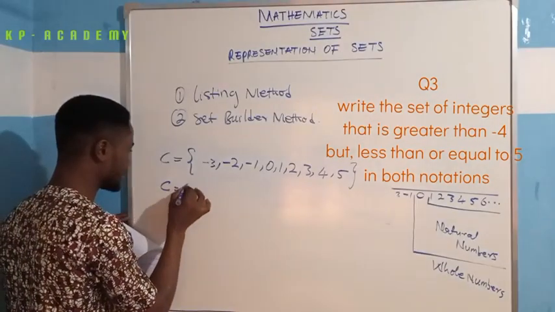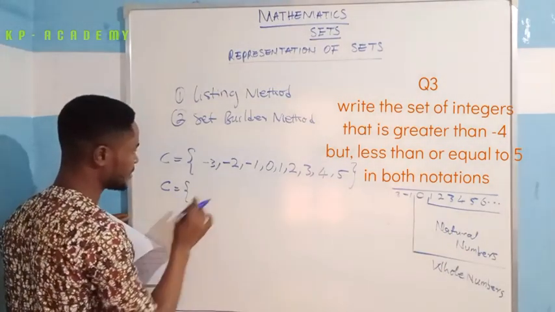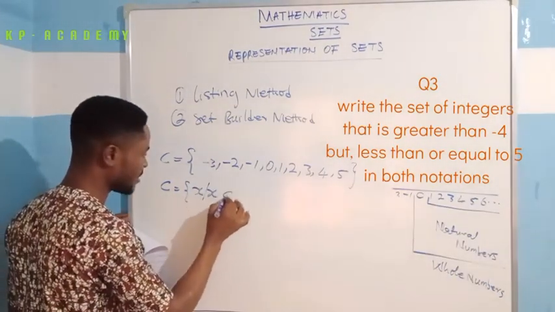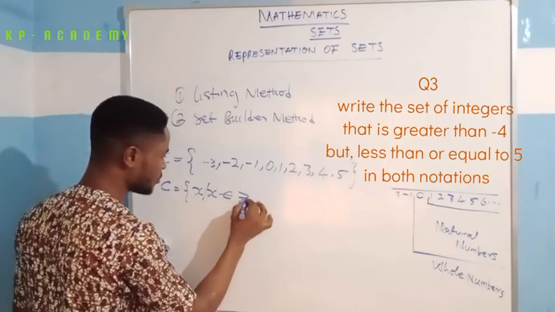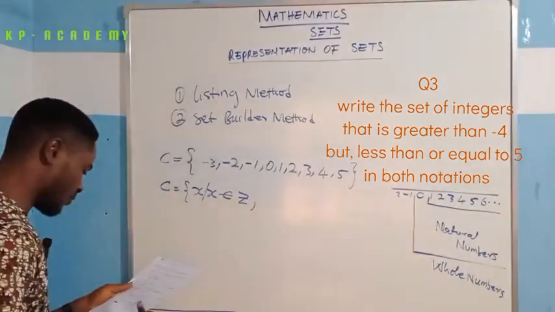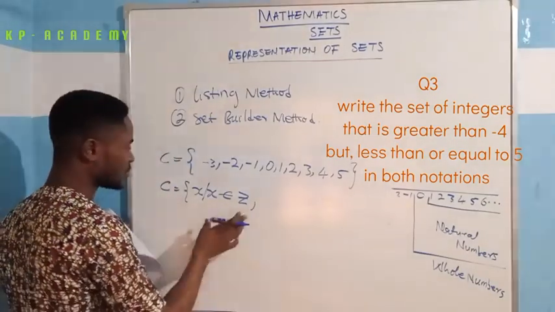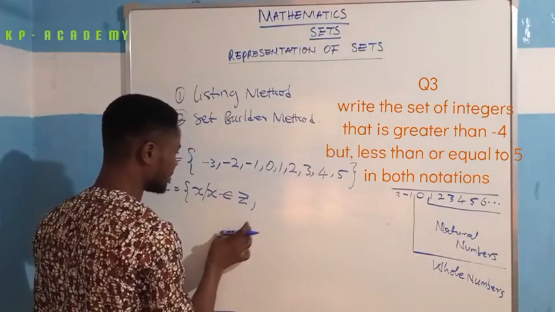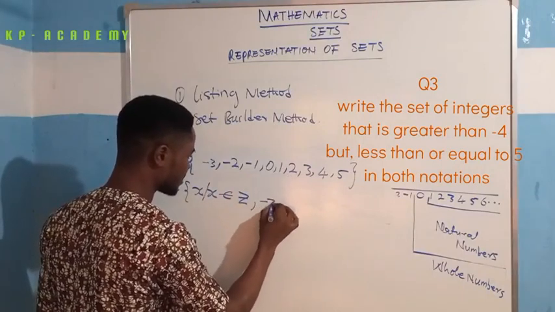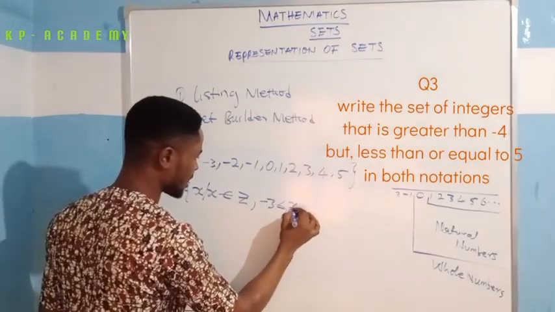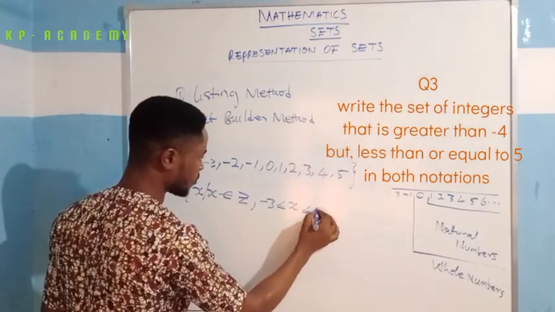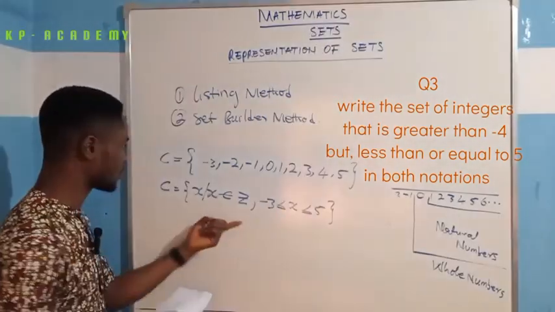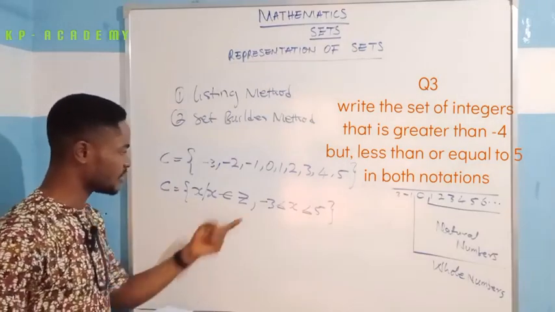Now, in set builder notation, set C is the set of x such that x is an element of Z. Z is used to represent integers. Now the next condition is going to tell us the range: -3 is less than or equal to x, and x is less than or equal to 5. Very, very important. So this is the listing method of that set, and this is the set builder method of that set.